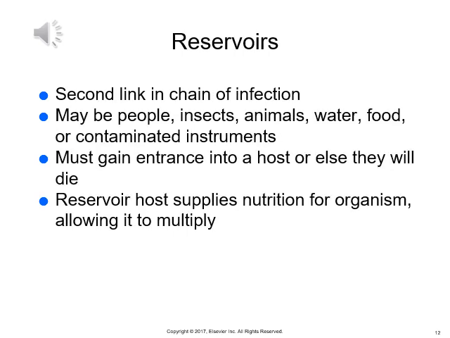The second link in the chain of infection is the reservoirs. Reservoirs may be people, insects, animals, water, food, or contaminated instruments, and they gain entrance into a host or they will die. A reservoir host supplies nutrition for organisms, allowing that organism to multiply.